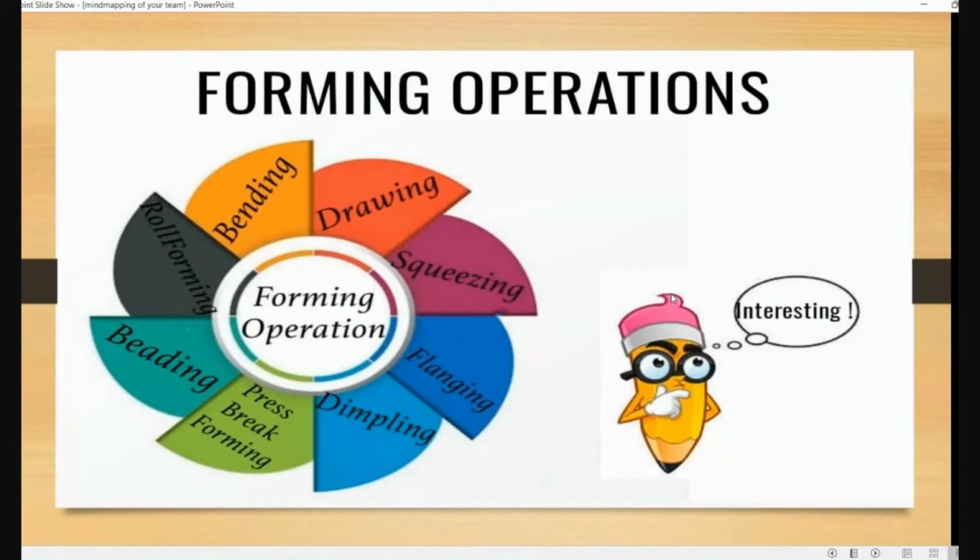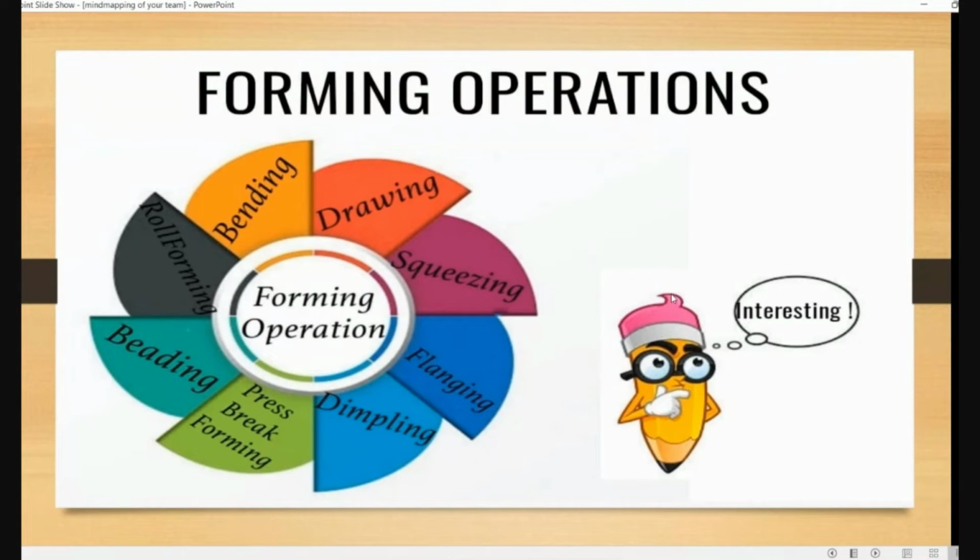Thank you, Tanisha. Next is flanging. Flanging is a process of bending the edges of sheet metal to 90 degrees. Shrink flanging is subjected to compressive hoop stress; stretch flanging is subjected to tensile stresses.